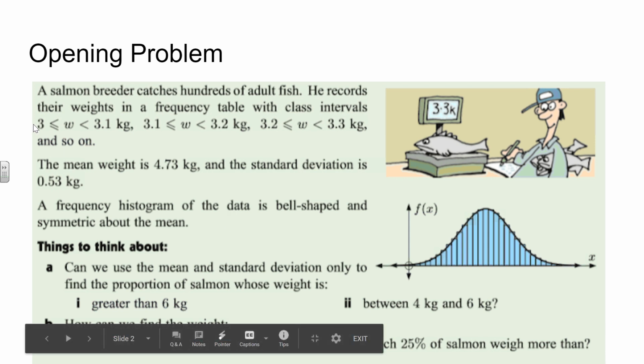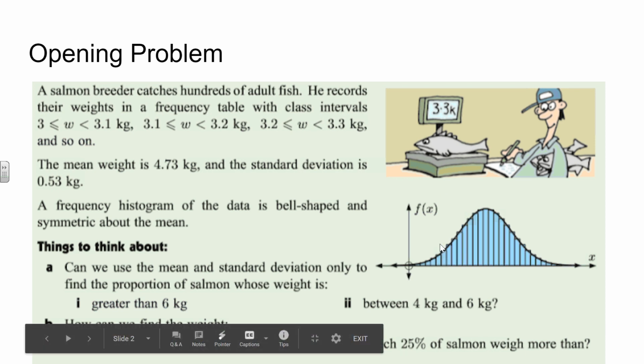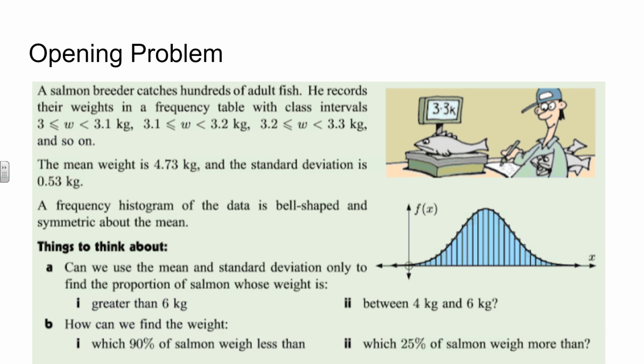Now, if we look at these weights, 3 to 3.1 kilograms, 3.1 to 3.2, 3.2 to 3.3, etc. If we think about that, it might not surprise you to know that the weights of these salmon are not equally likely. Instead, they follow a curve that looks more like this, which you've seen before. It's referred to as a bell-shaped curve. All right. We will eventually learn to call this a normal distribution.